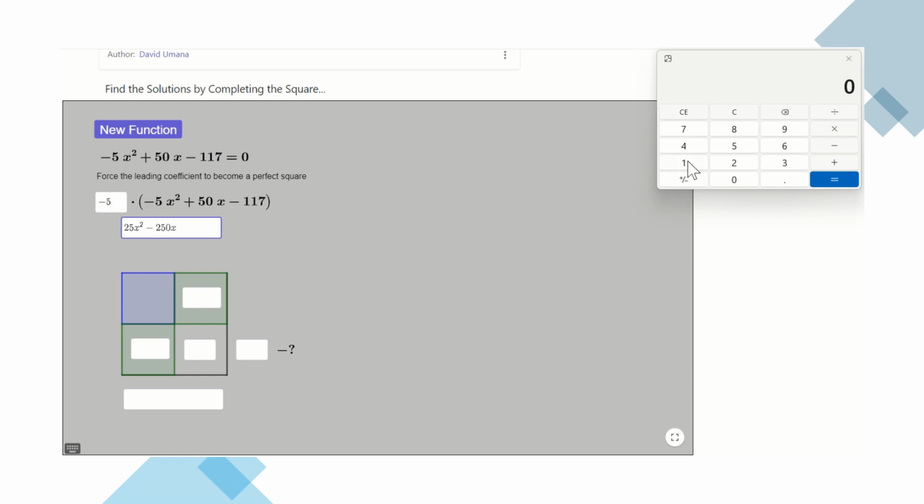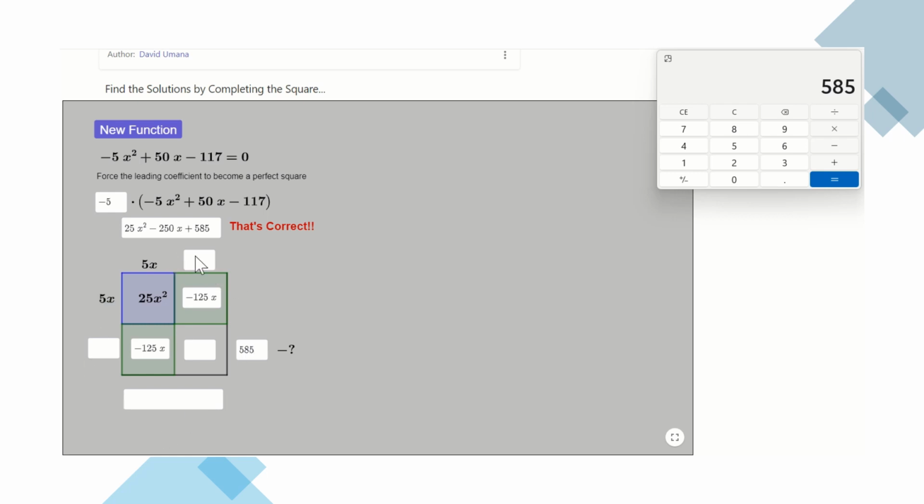So I'm going to go to my trusty calculator. I got 117 multiplied by 5, and that makes 585. Negative and negative is positive, so that's positive 585. Notice how the 25x squared is already set up for me. This is my perfect square after all. I'm going to take the -250x and divide it into two parts, so that'll be -125x, and I'm going to repeat -125x. The extra 585 goes on the outside.